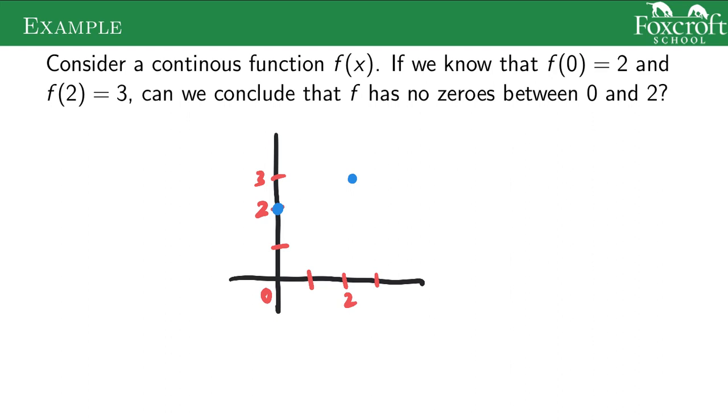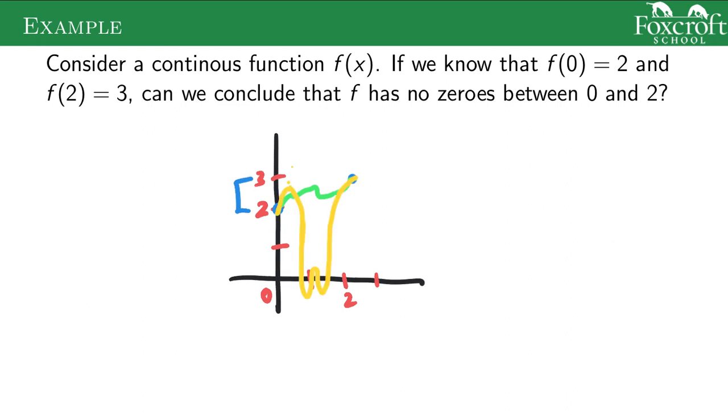So what you might think is, well, I just connect these dots, and that never crosses the x-axis, so this doesn't have any zeros. But the thing with the intermediate value theorem, it only says that I have to hit everything between 2 and 3. It doesn't say I can't hit the stuff outside of it. So instead of this green graph, I could have a graph that looks like this.